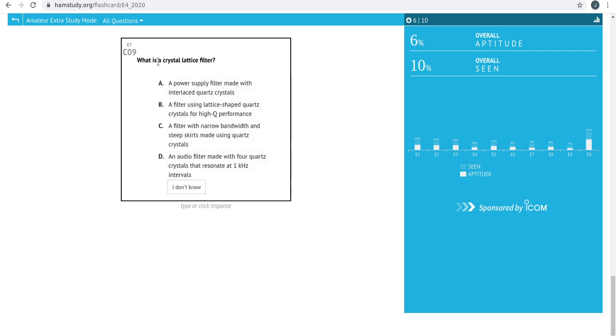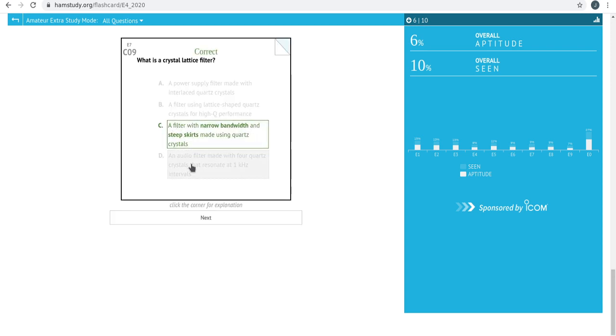And this is what is a crystal lattice filter, a question we've seen before. And that is C, a filter with narrow bandwidth and steep skirts made using quartz crystals.